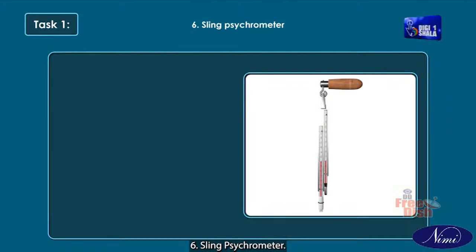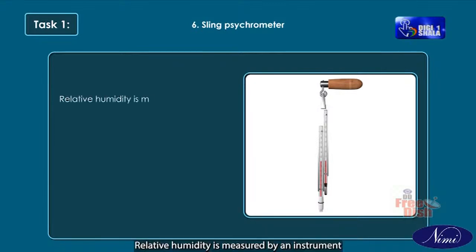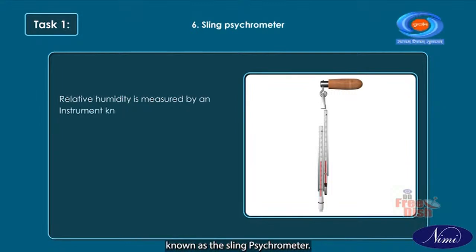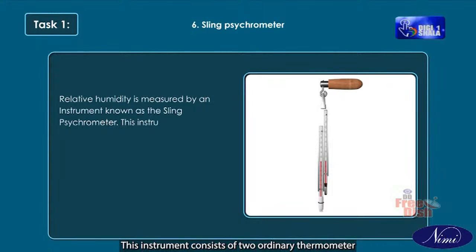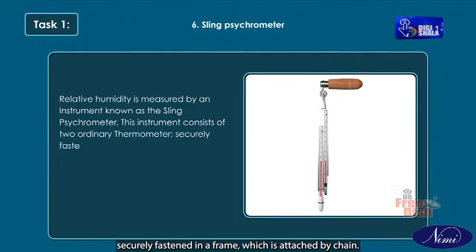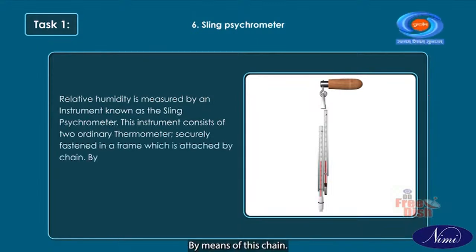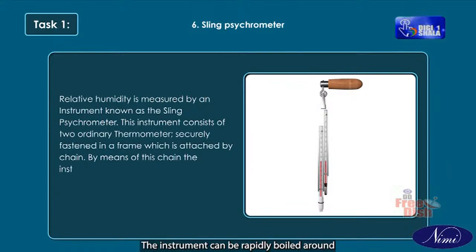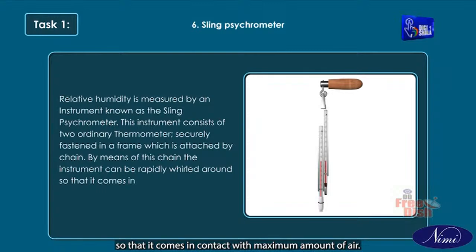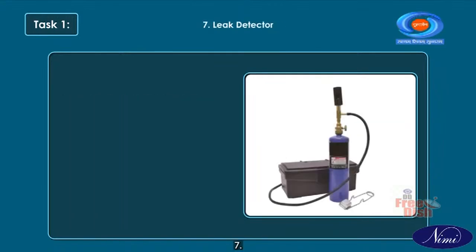Number 6. Sling psychrometer. Relative humidity is measured by an instrument known as the sling psychrometer. This instrument consists of two ordinary thermometers securely fastened in a frame which is attached to a chain. By means of this chain, the instrument can be rapidly whirled around so that it comes in contact with the maximum amount of air.